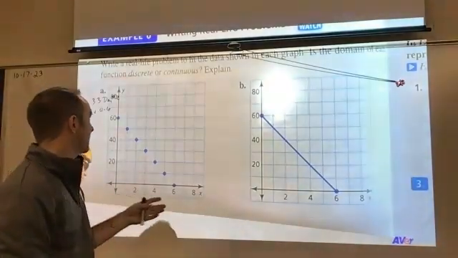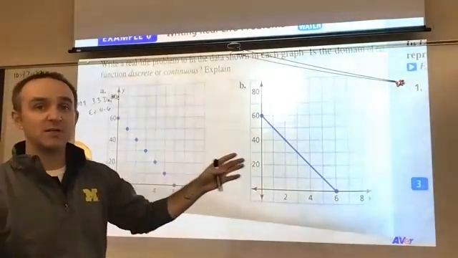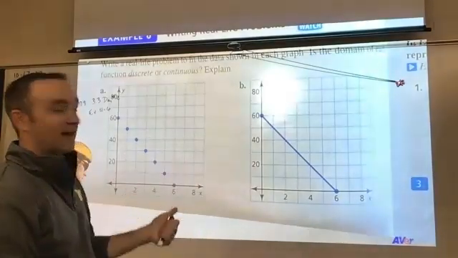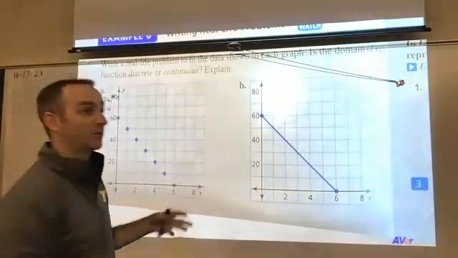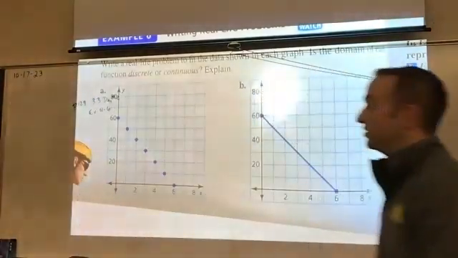Okay, so that's what we're looking at: discrete versus continuous. We've got to know the difference. We've got to be able to find the domain and then graph it accordingly. Okay, and that's what there is. That's really all there is for day 2 here of 3.3.